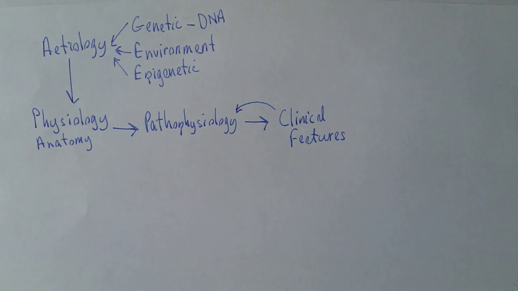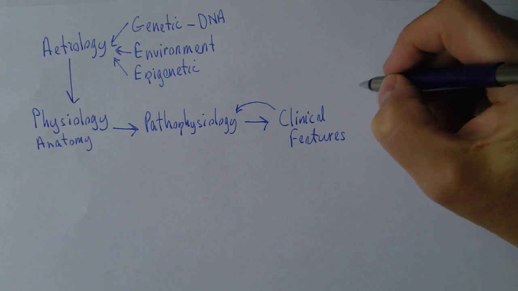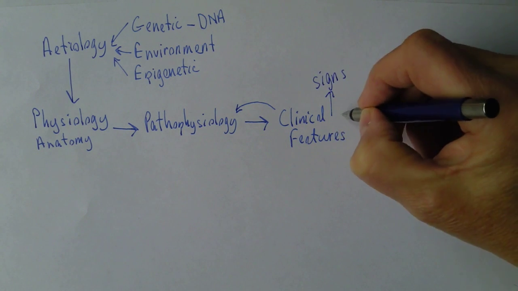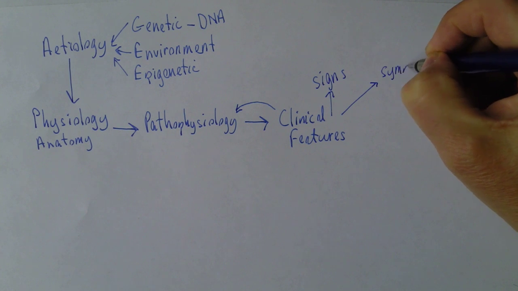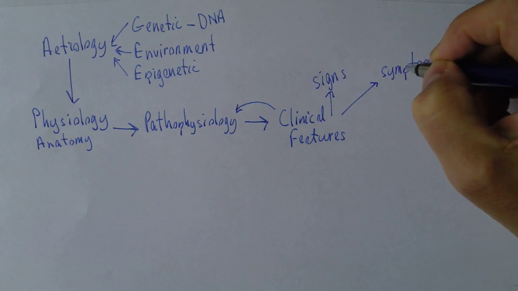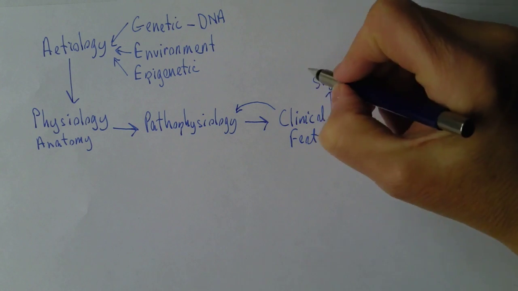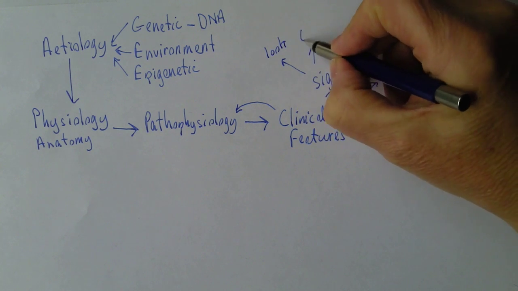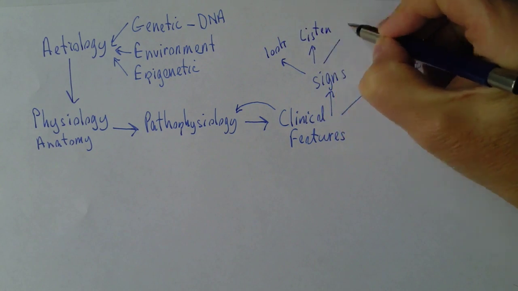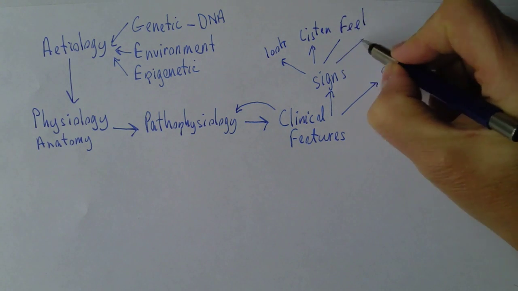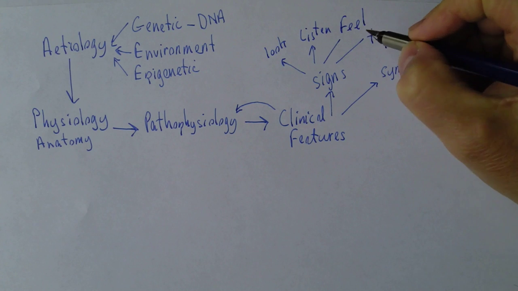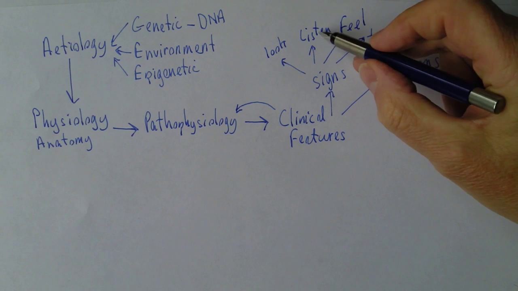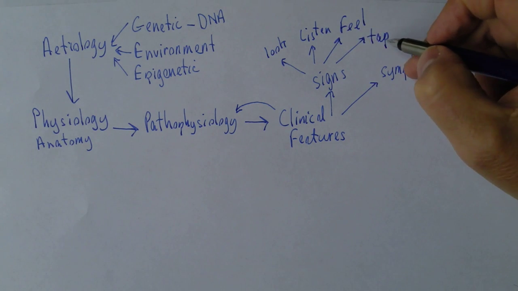Now, how do we know what clinical features have occurred? Well, there can be signs, or there can be symptoms. Now, a sign is something physical that you see. So if you want to know if there's a sign, you would look, or you would listen, or you would feel, or you would tap. These are the classic methods of investigation of clinical signs: observation, auscultation, palpation, and percussion.